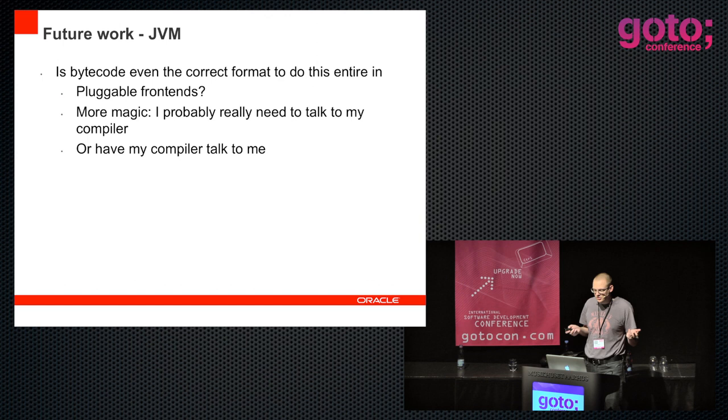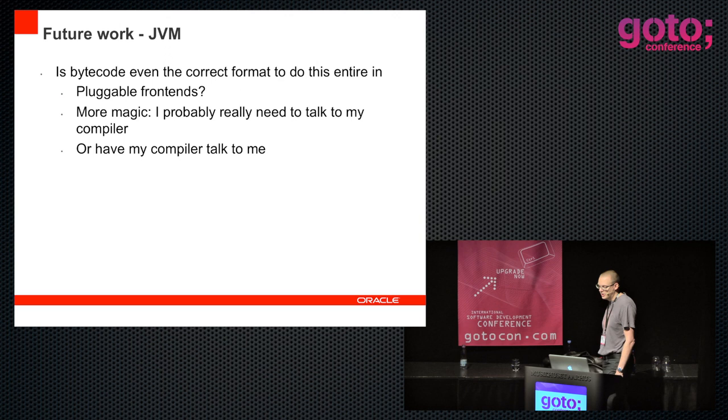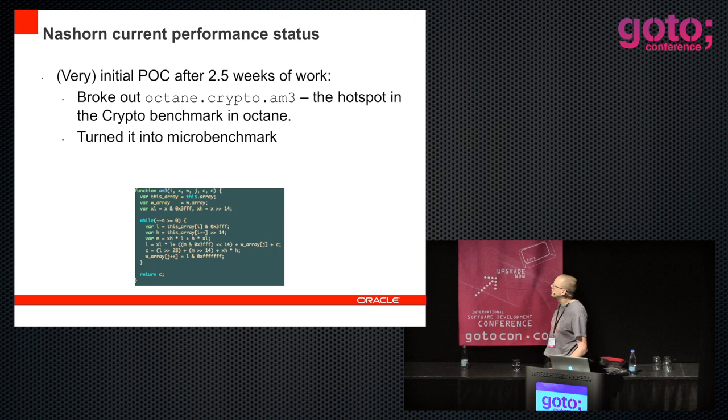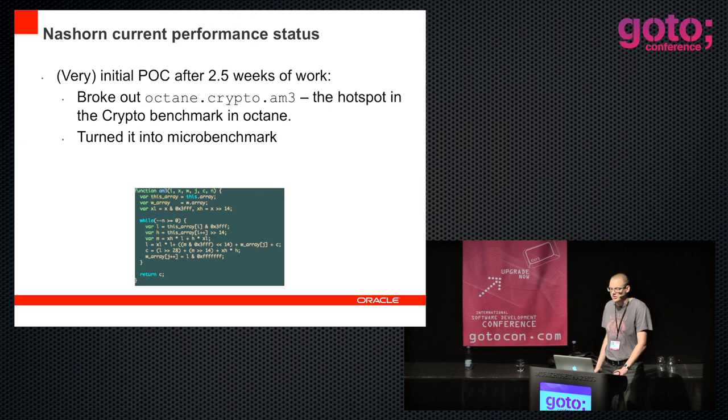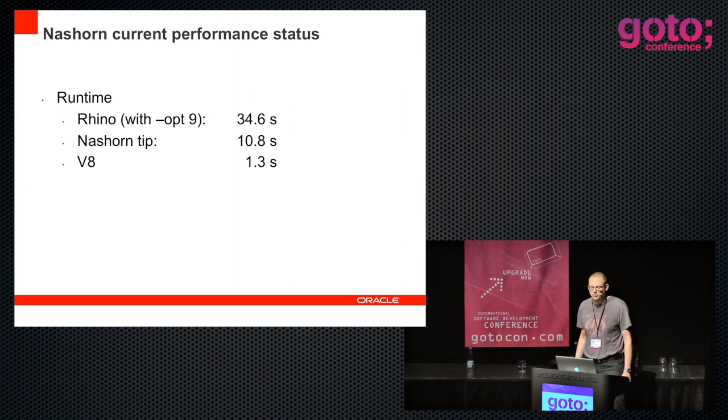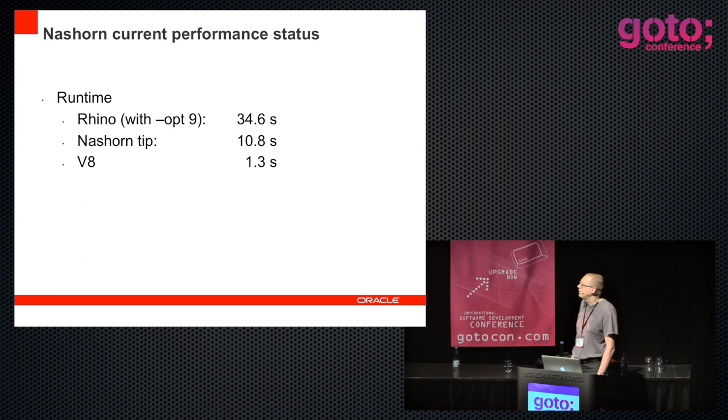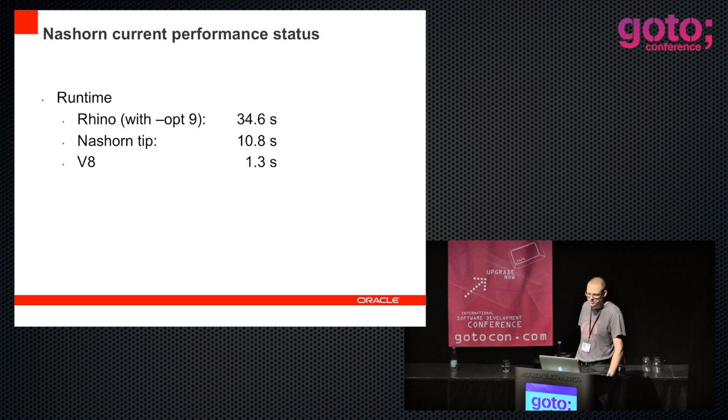So I'll just conclude by showing how well this optimistic type approach worked. After about 2.5 weeks of work, we took the AIM3 method that I showed you before, turned it into a micro benchmark and ran it. The old Rhino, there's no problem beating the old Rhino, did this in 34 seconds. Nashorn in Java 8 did it in 10, 11 seconds, and V8 did it in 1.3 seconds, which is certainly a very discouraging data point to look at with native runtimes compared to Java runtimes.